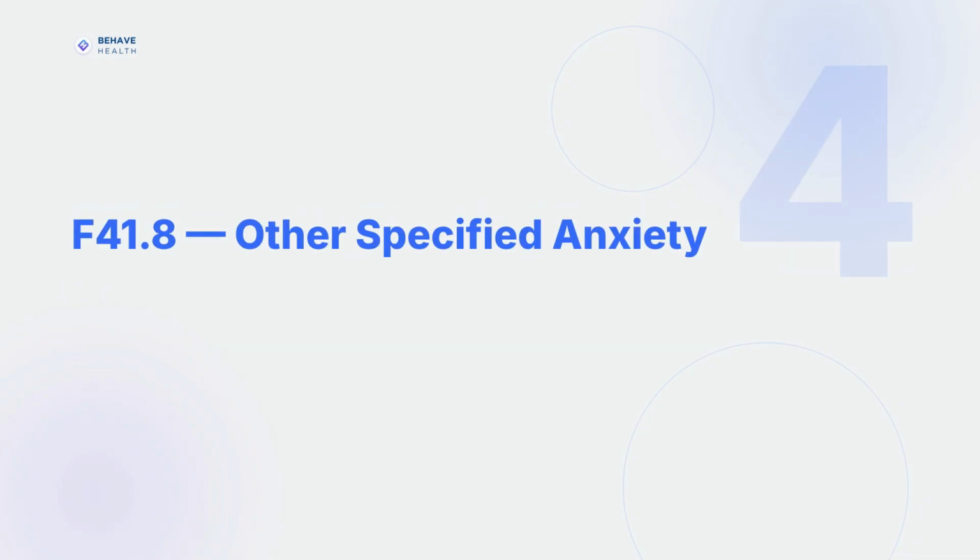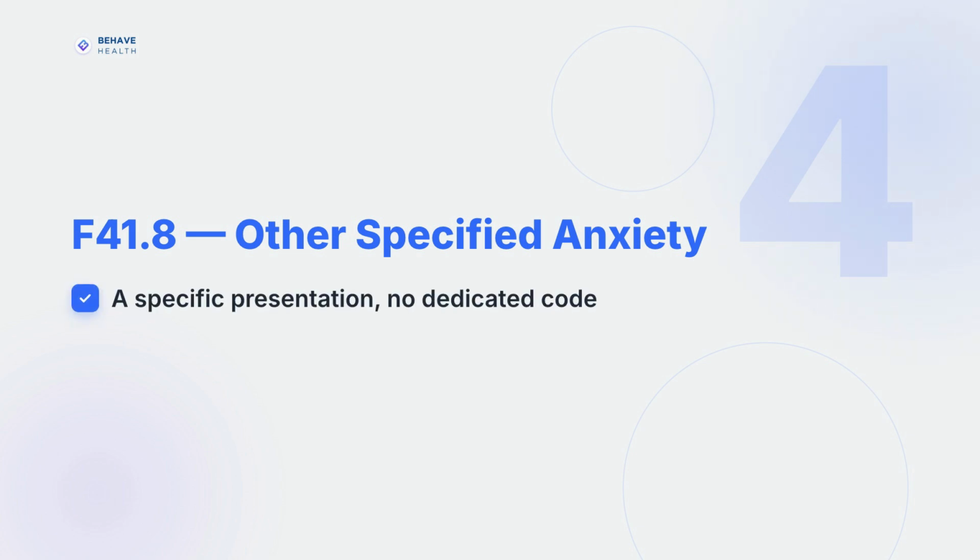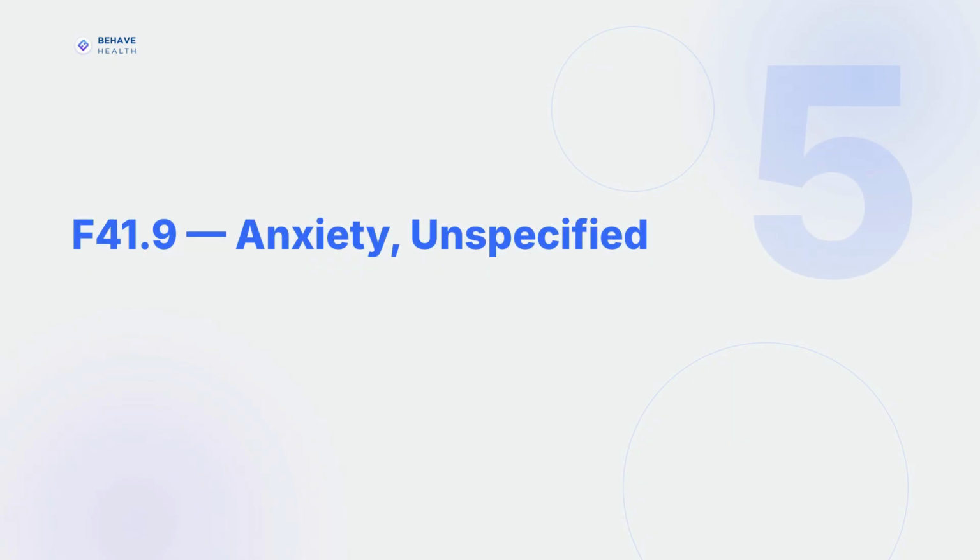Code 4, F41.8, Other Specified Anxiety Disorders. F41.8 is for a specific anxiety presentation that doesn't have its own dedicated code in the F40 to F41 range. It lets you specify an unusual or mixed presentation instead of defaulting to the generic unspecified code. Code 5, F41.9, Anxiety Disorder, Unspecified, also known as Anxiety NOS.